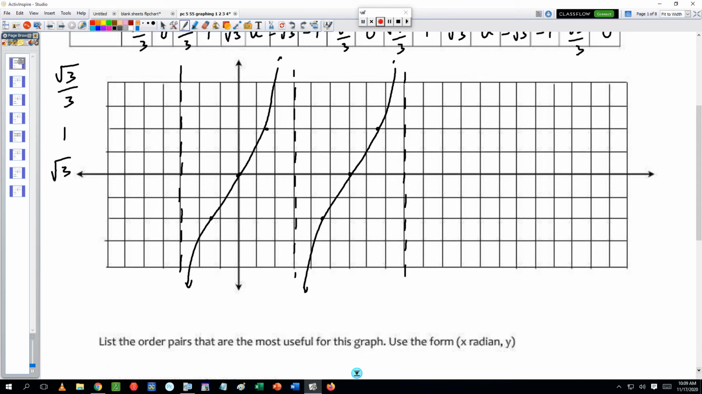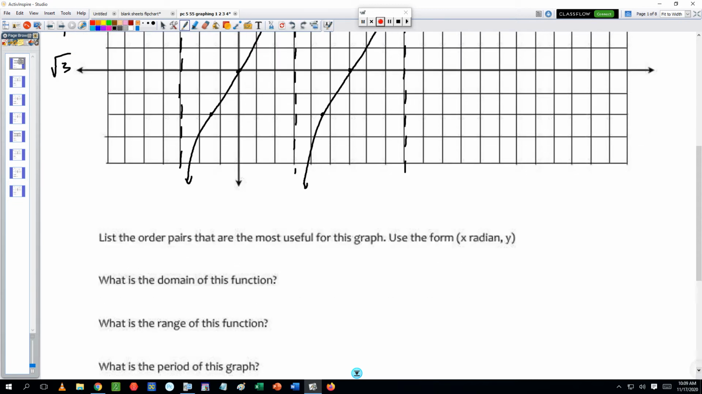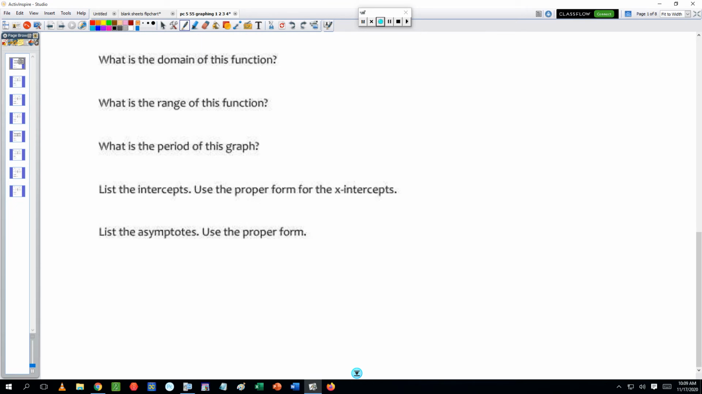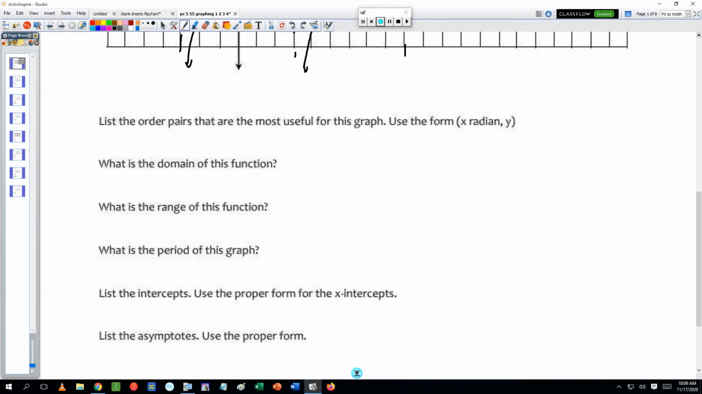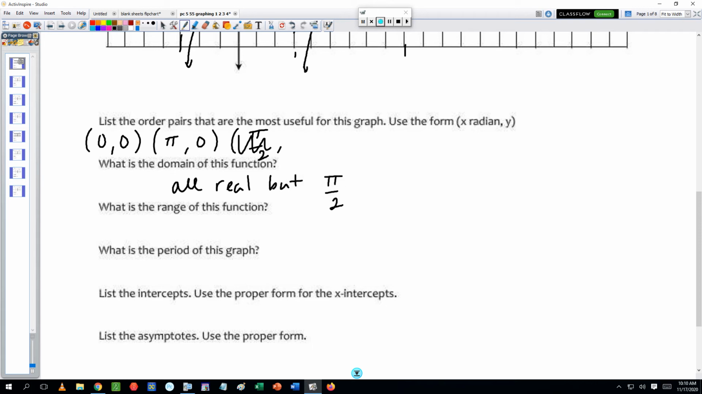Just go down here and answer some questions. Some ordered pairs that were useful. Okay, 0 was useful. Pi was useful. Pi over 2 was not useful. That was an asymptote. So that'll help us figure out our domain. Our domain will be all real except pi over 2 plus minus, that counting thing. The next one that was an asymptote was 3 pi over 2.